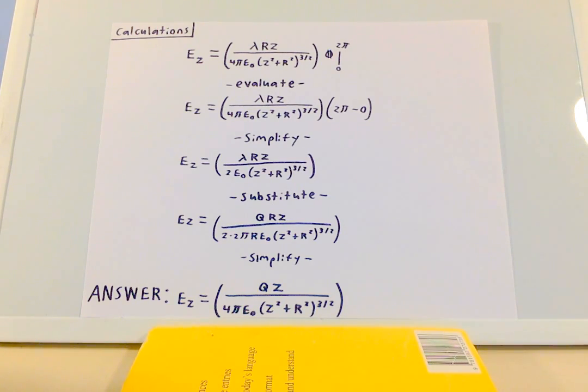So your final answer is the electric field along the z-axis is equal to q z over 4 pi epsilon naught times z squared plus r squared to the power of 3 over 2. So that's your final answer there.